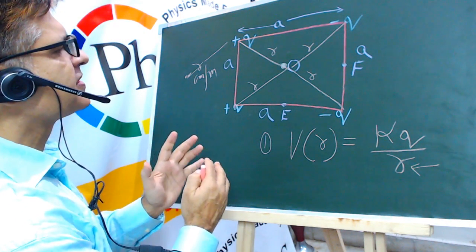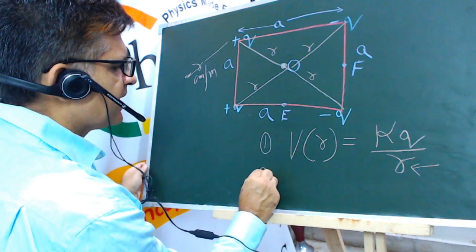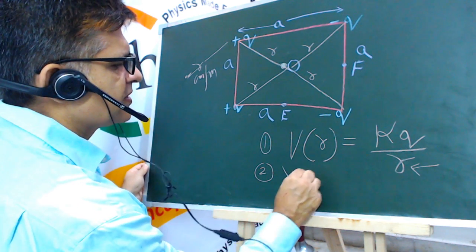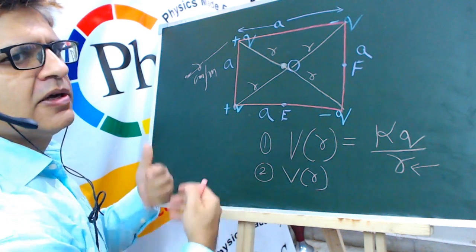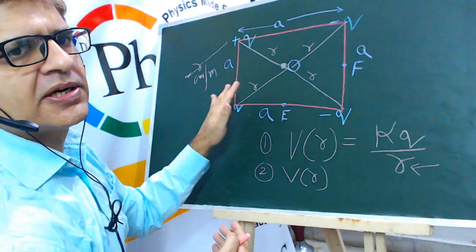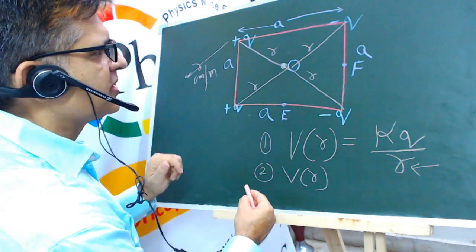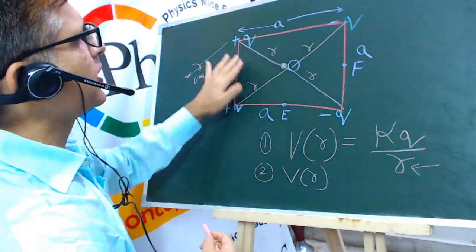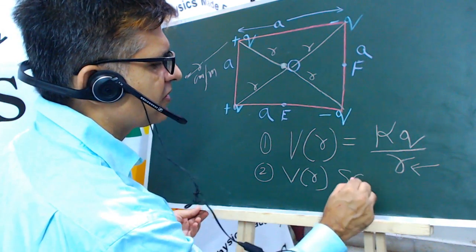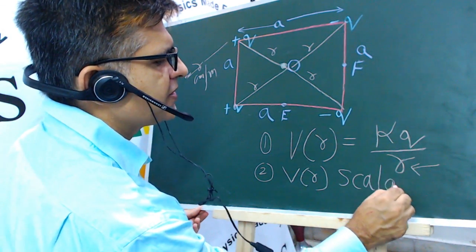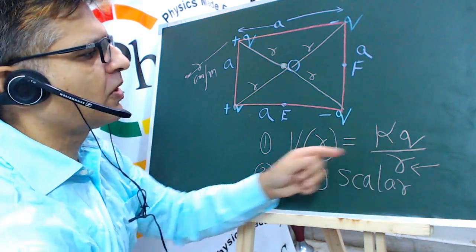The second concept you have to understand is that potential is a scalar. So you can add the potential due to multiple point charges just like numbers. If you were to write the potential of this charge and then this charge, you can add them like numbers. So potential, which is a function of distance, is a scalar. You can directly add all the potentials.